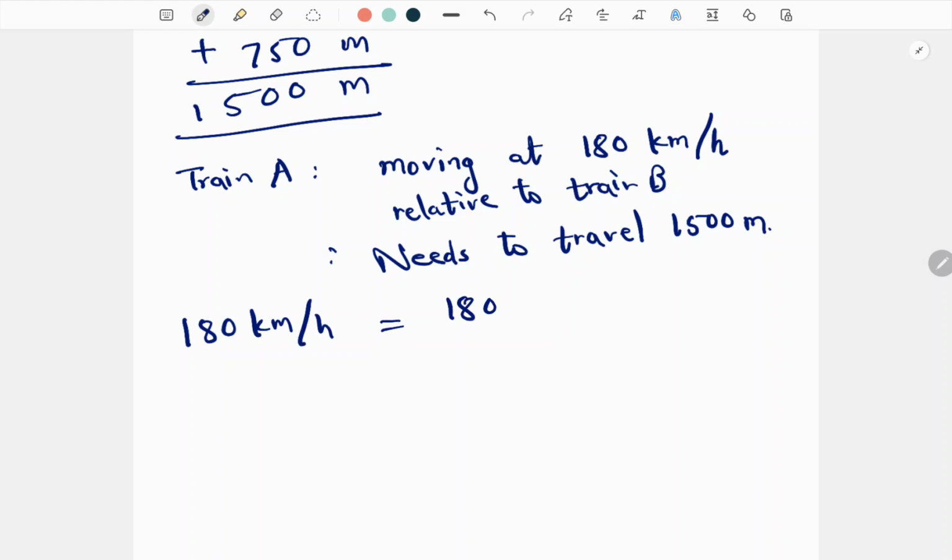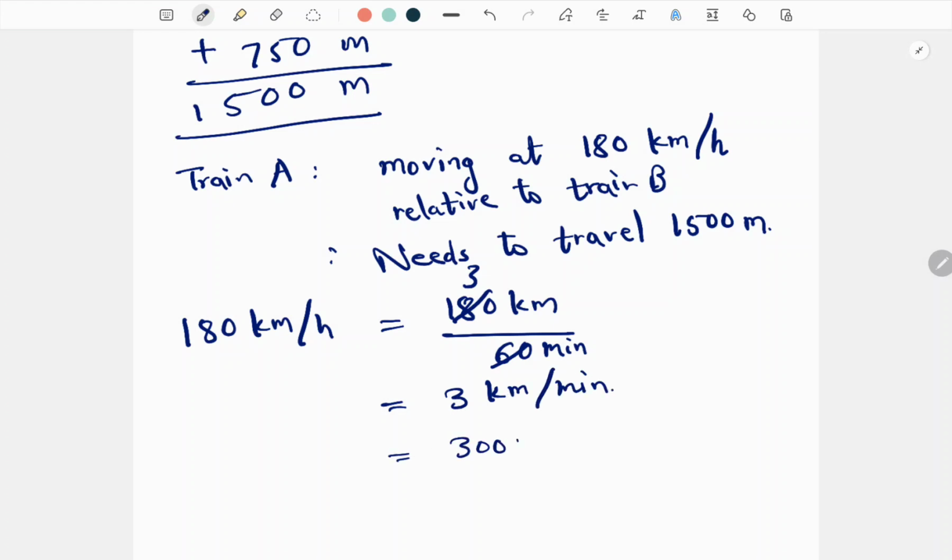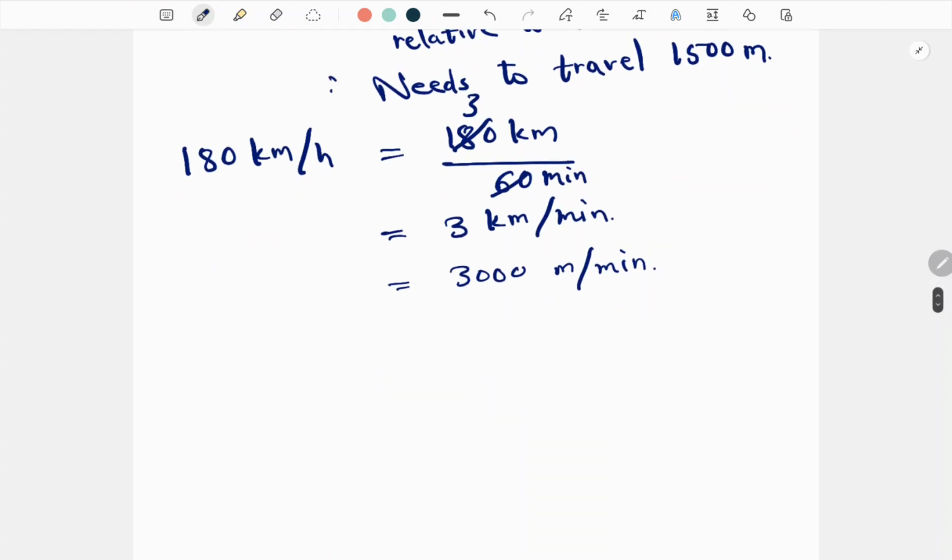This is 180 kilometers per 60 minutes, which is 3 kilometers per minute, which is 3000 meters per minute. So we can just do this by inspection. You have to formally divide, but I can just do this by inspection.